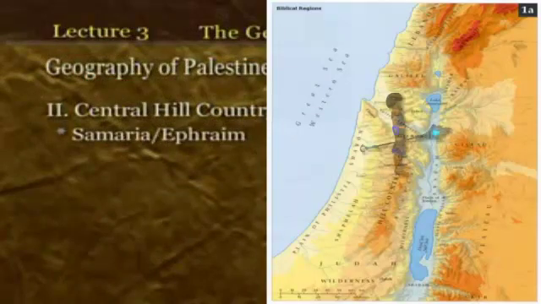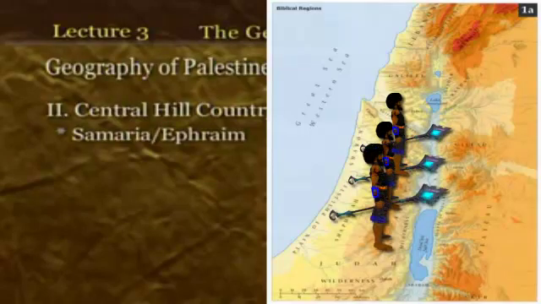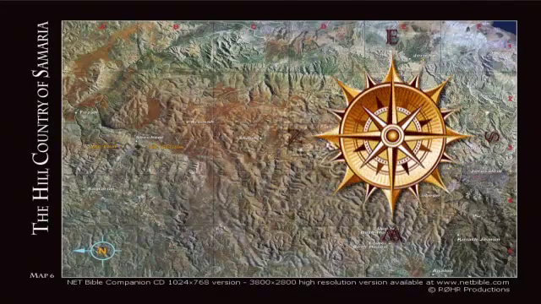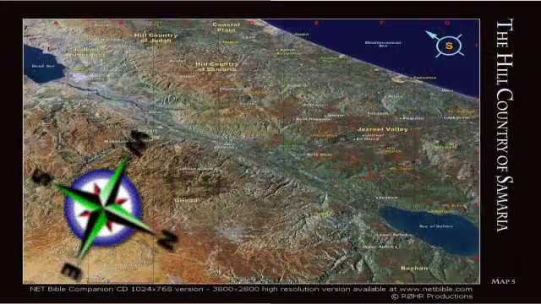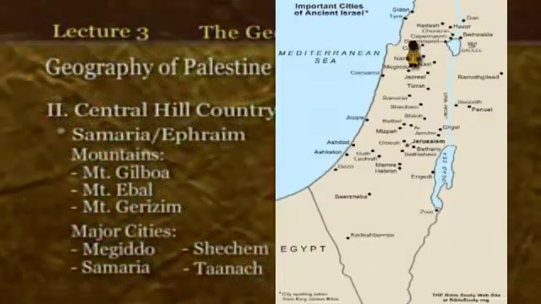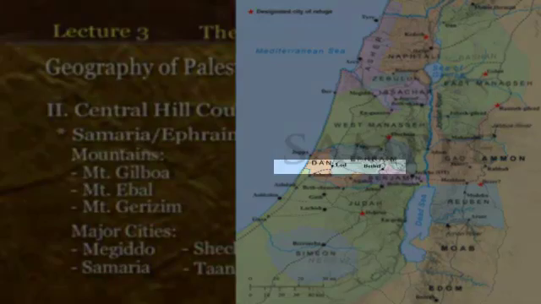But the central hill country, here a little bit further south from Galilee, this is where Samaria and Gilboa, the mountains, and Ebal, Gerizim, these mountains were all located. Major cities in this area were Megiddo, Samaria, Shechem, Tanakh, Tirzah, Dothan, Shiloh, and Bethel as well.